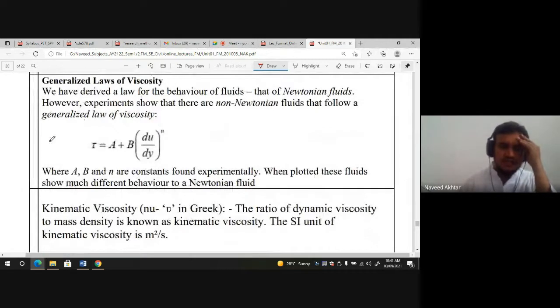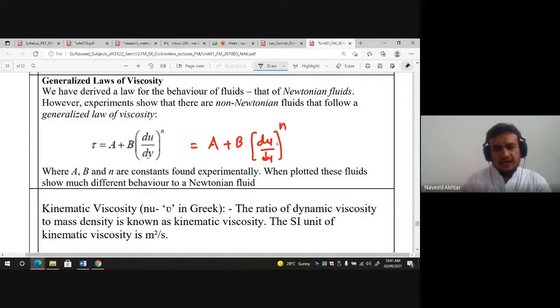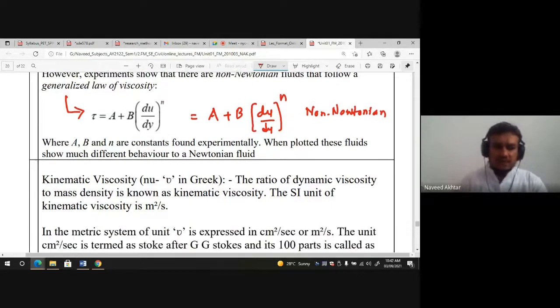Now this is the generalized law of viscosity: tau is equal to A plus B into the rate of change of velocity with respect to height, to the power n. This is the generalized law of viscosity. So we have derived the law of behavior of Newtonian fluids. Our experiments show that there are non-Newtonian fluids that follow a generalized law of viscosity. This is applicable for non-Newtonian fluids, where A, B, and n are constants found experimentally. When plotted, these fluids show very different behavior from Newtonian fluids.